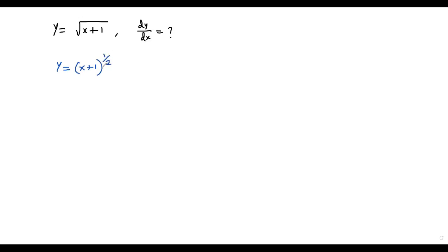Here I can use the power rule of derivative to get the derivative of this. The power rule of derivative is, let's consider the derivative of the function x to the nth power with respect to x. To get the derivative, what I need to do is bring the exponent in front of the variable and subtract 1 from the exponent. So this is the power rule of derivative.